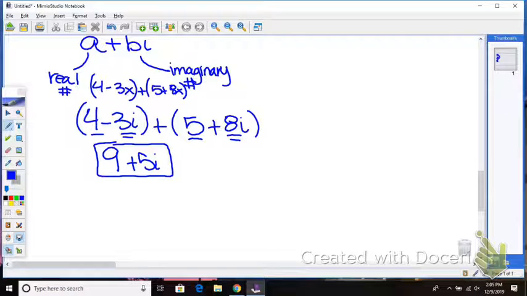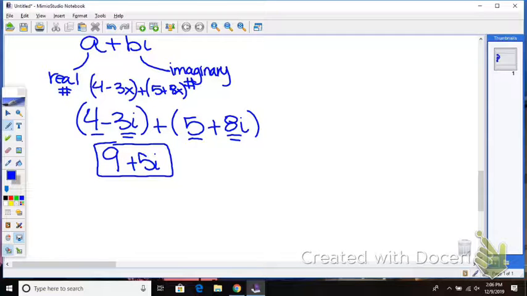Another thing you need to note is you always want to write the real part first and the imaginary part second. You wouldn't write 5i plus 9. I probably won't take off on your test if you did that, but it's not mathematically correct. Okay?